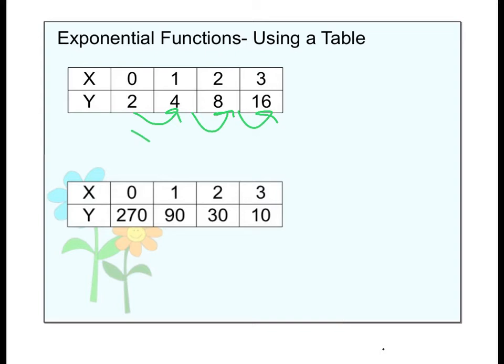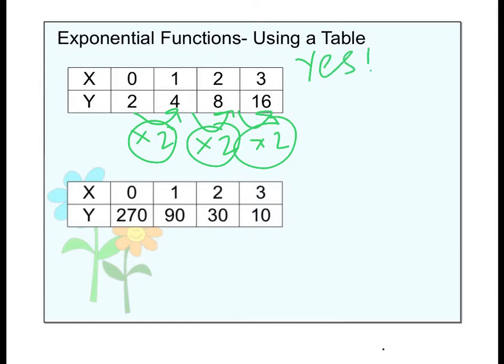So to get from 2 to 4 would be times 2, 4 to 8 times 2, and to get from 8 to 16 also times 2. So here all of these values are the same. That means yes, it is exponential. And if I were to write an equation, if we remember y is equal to a times b to the x, well here b is 2 because that's what I'm multiplying by each time.